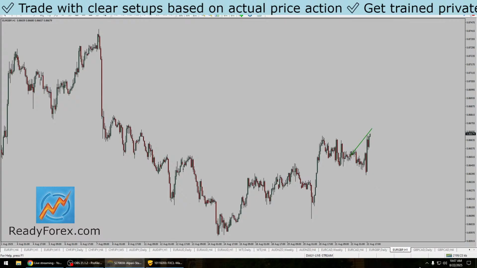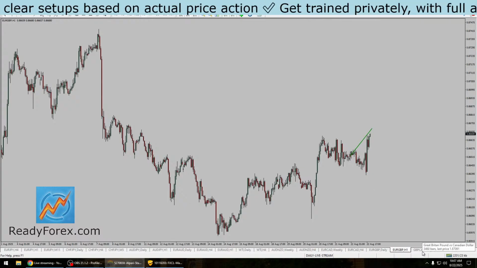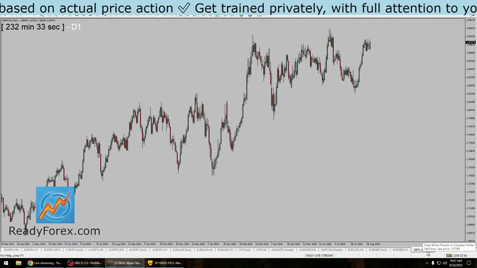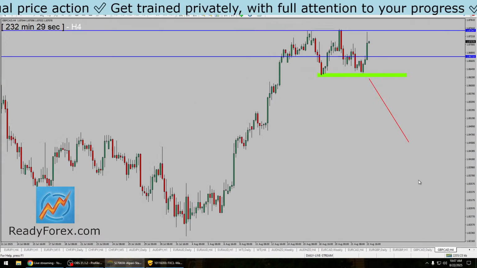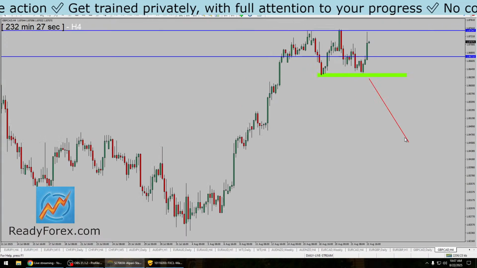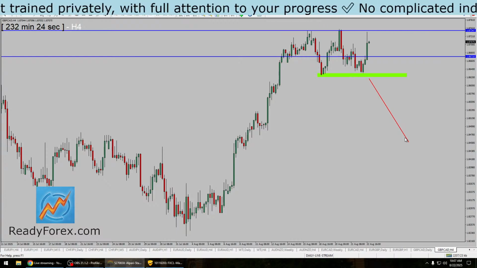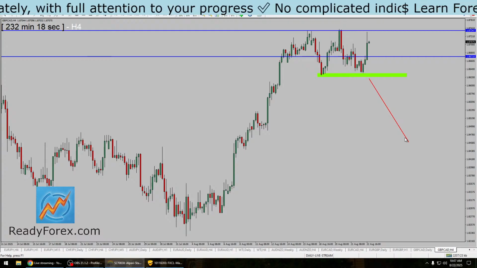Next one is the GBPCAD. GBPCAD looks bullish. I'm actually waiting for a pullback in GBPCAD, some sort of a breakdown. Once we get a decisive break to the downside, then I would prefer to look for a sell trade in the GBPCAD currency pair, but for the time being, waiting outside.